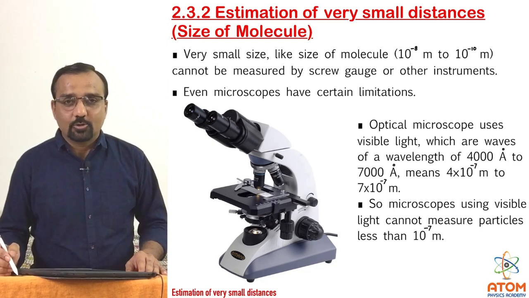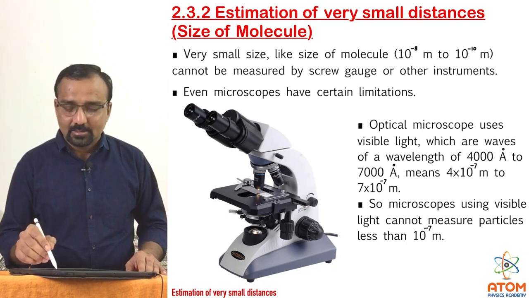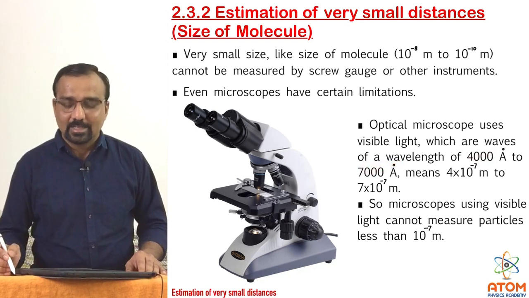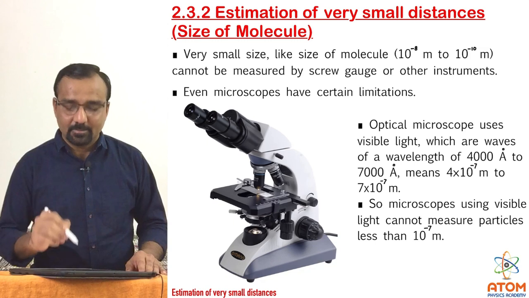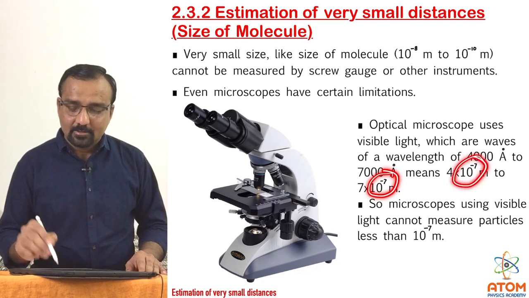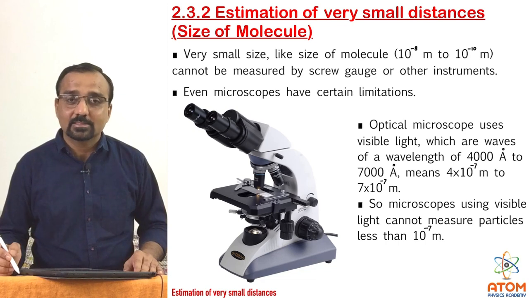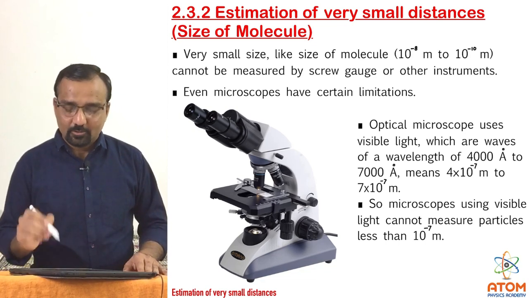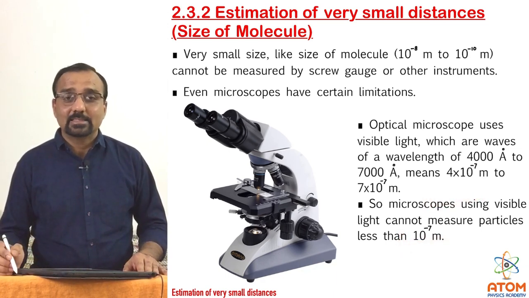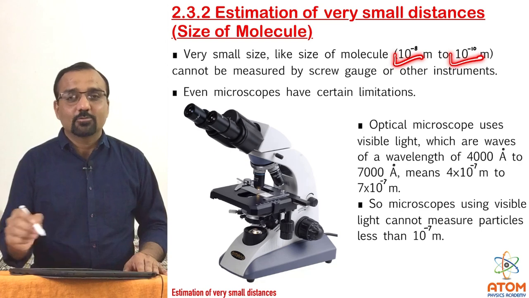Now this optical microscope makes use of visible light, and this visible light has a wavelength of 4000 angstrom to 7000 angstrom, that is 4 into 10 raised to minus 7 meter to 7 into 10 raised to minus 7 meter. That means they can measure up to 10 raised to minus 7 meter because the wavelength is of the order of 10 raised to minus 7 meter. So microscopes using visible light can measure up to a minimum of 10 raised to minus 7 meter. That means this microscope cannot measure 10 raised to minus 8 meter to 10 raised to minus 10 meter, what we are talking about.